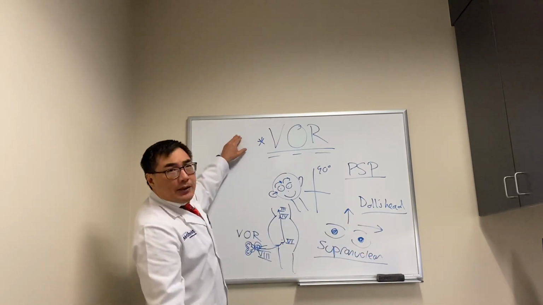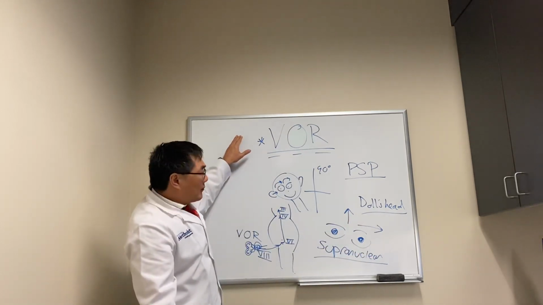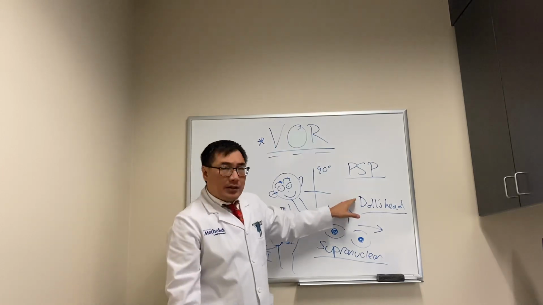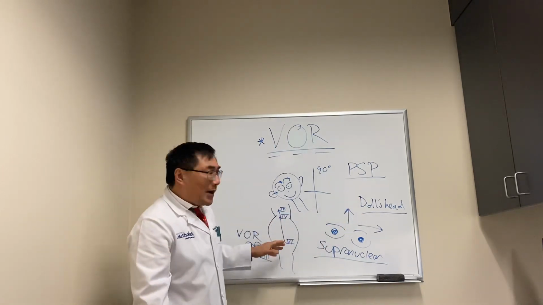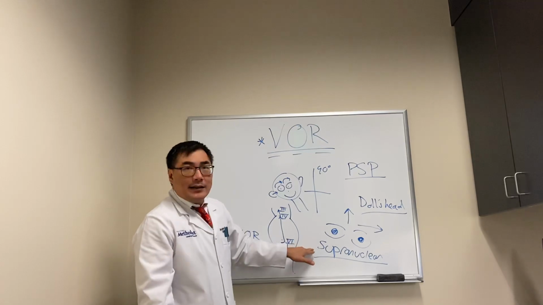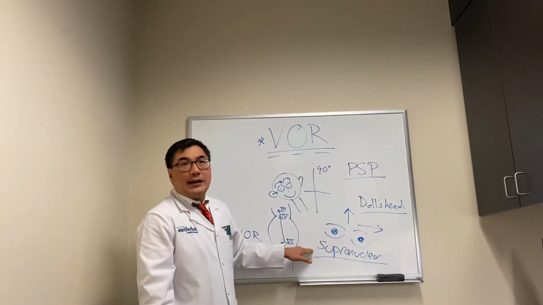So you need to know a little bit about this reflex, the vestibular ocular reflex, and how we use it with the doll's head maneuver to overcome ophthalmoplegias and define that the problem is supranuclear and not infranuclear.